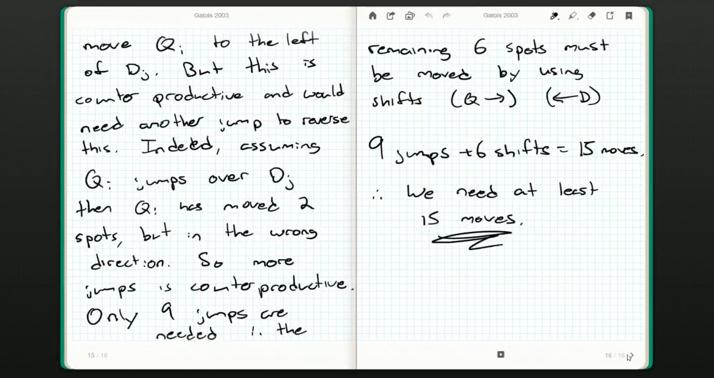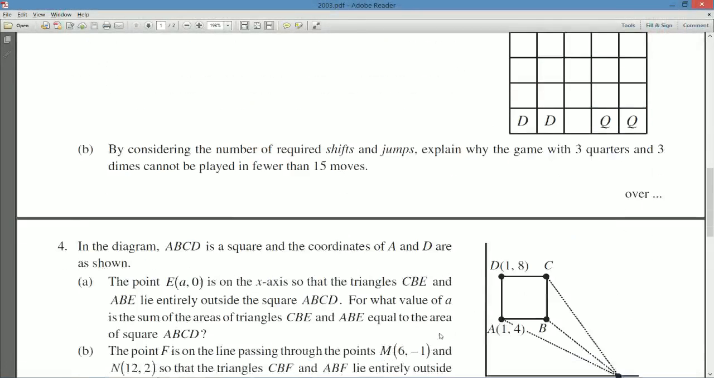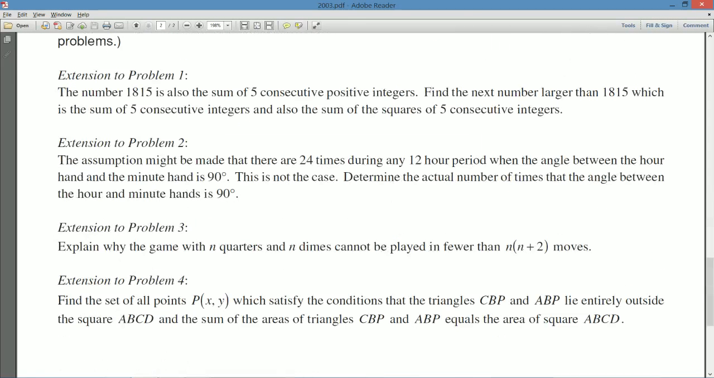So let's get ourselves a brand new piece of paper, and in the next video, we're going to move on to the last question on this Galois, because remember, I'm not going to be doing these extensions. What is the extension for this problem? Explain why the game with n quarters and n dimes cannot be played in fewer than n times n plus 2 moves. Okay, interesting. I think all the work that I just did for problem 3, you can probably generalize it.